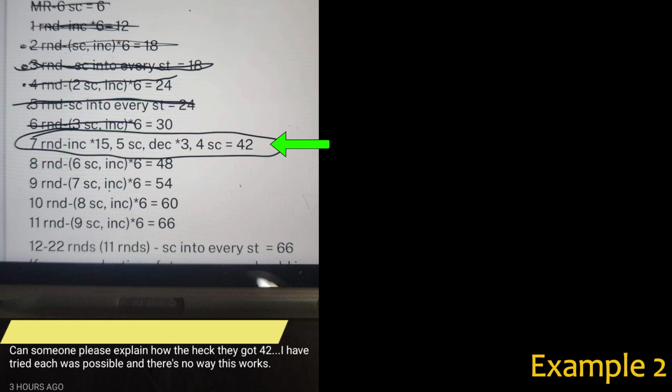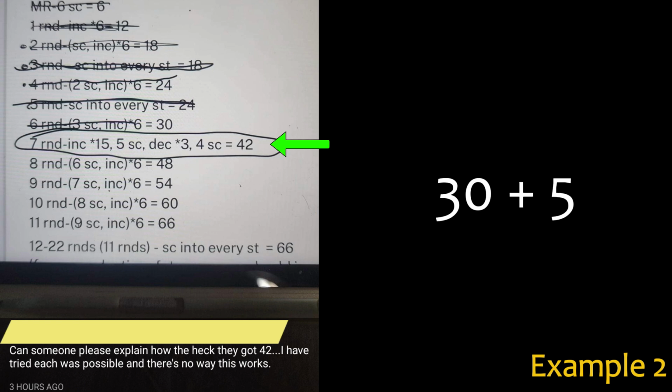So for the next example, this person is asking how row 7 makes 42. It looks complicated, but it's actually very simple. Also to note, lots of patterns use the star symbol instead of a multiplication, so it effectively means repeat. So the pattern wants to increase by 15. We can just assume it is a standard increase by 2. So 2 times 15 gives us 30. Then add an extra 5.